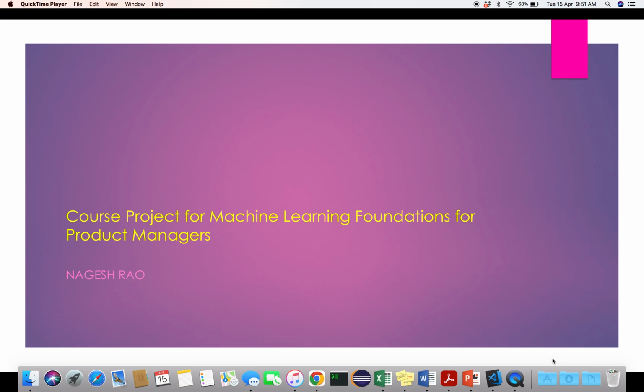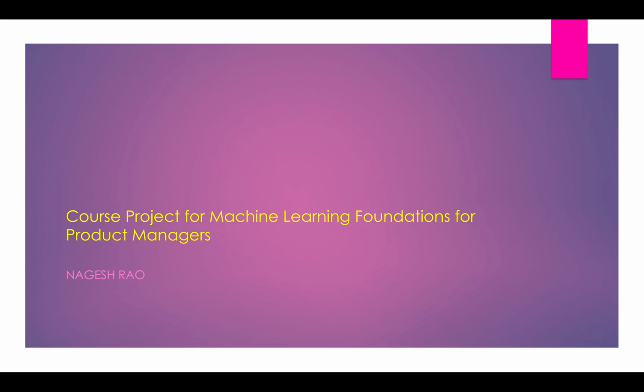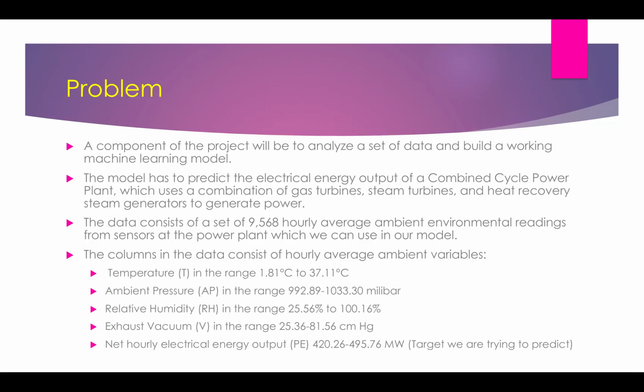As a part of this course, we have to complete an exercise where we need to create a model based on a set of data which is provided in CSV format. Basically, we need to predict electrical energy output in a combined cycle power plant. The data consists of 9,568 hourly readings collected out of various sensors, that is temperature, ambient pressure, relative humidity, exhaust vacuum, net hourly energy output, that is the PE.